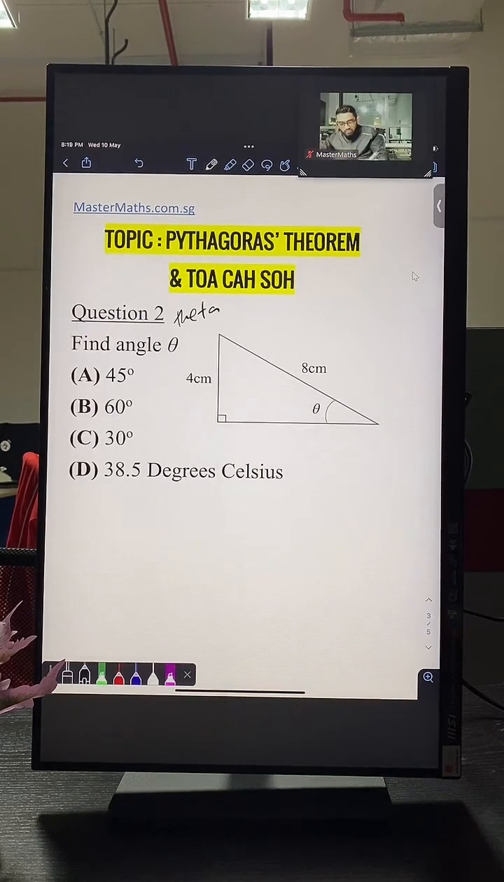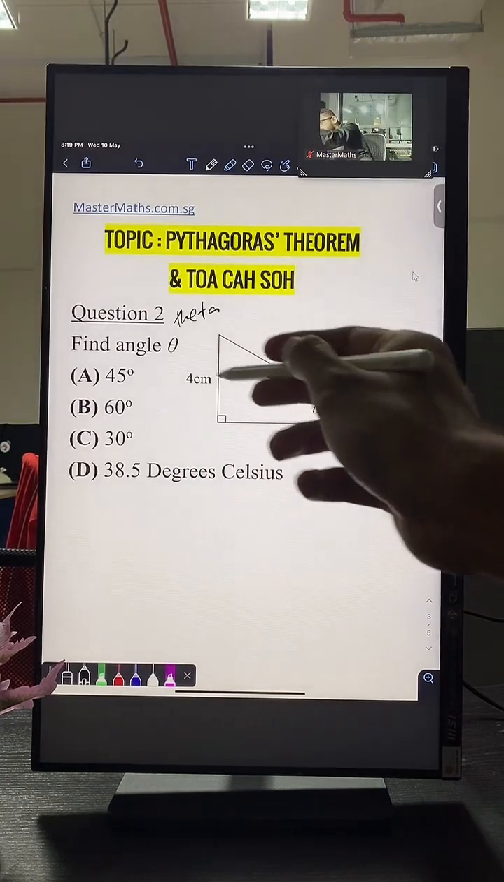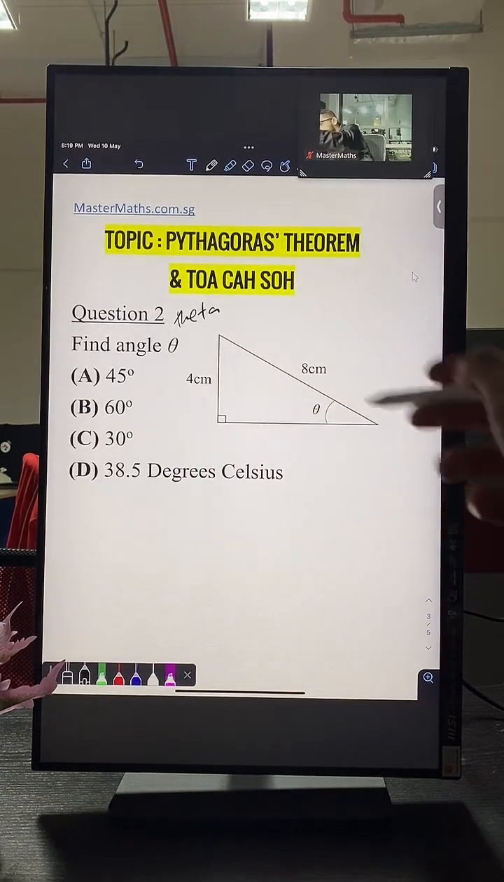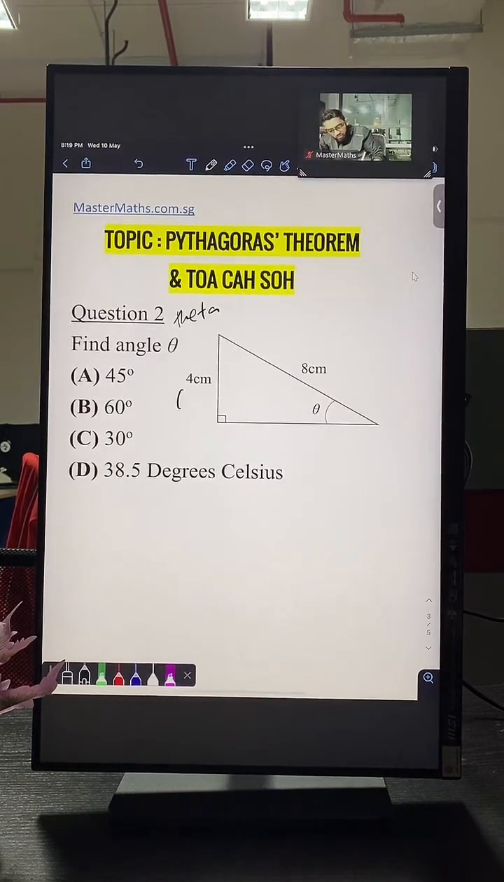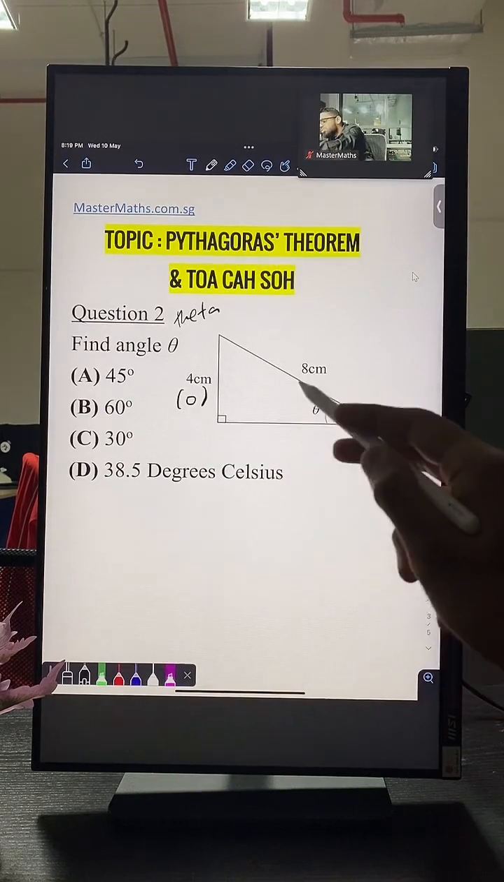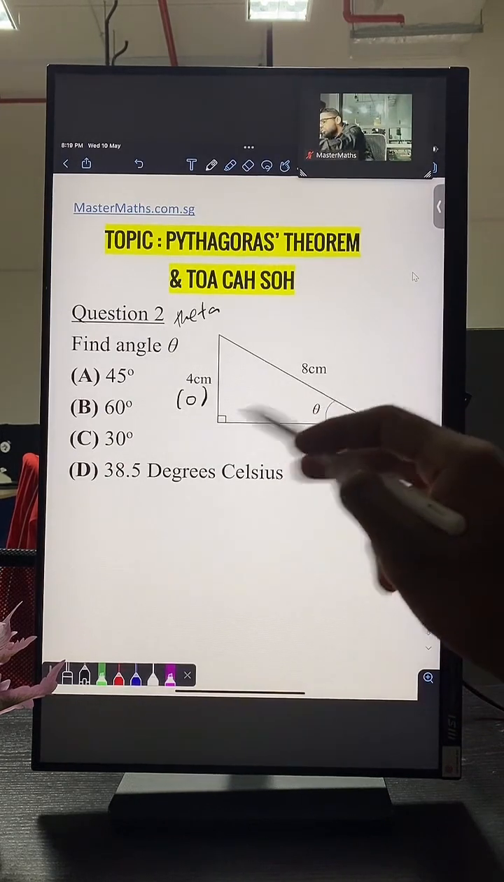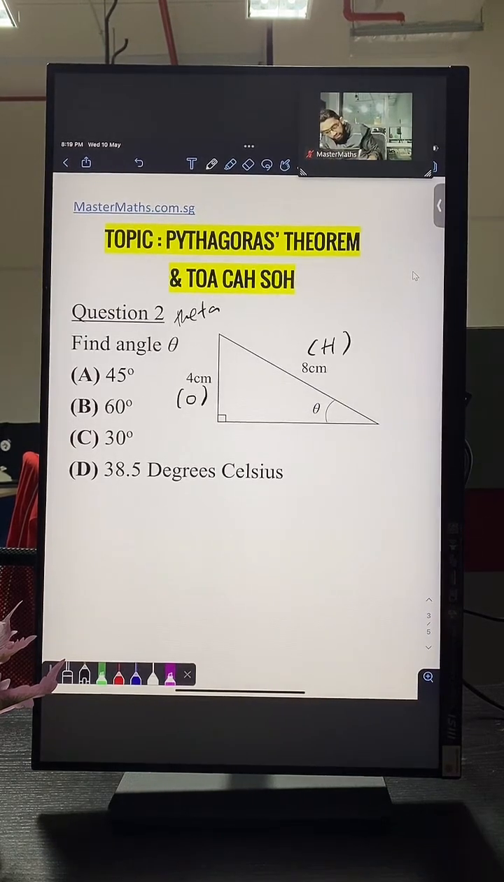Now with respect to theta, you have the opposite length. So what you do, immediately just put an O here for 4. And the one across the 90 degrees is always known as the hypotenuse. So this is H. Now we go back to TOA CAH SOH.